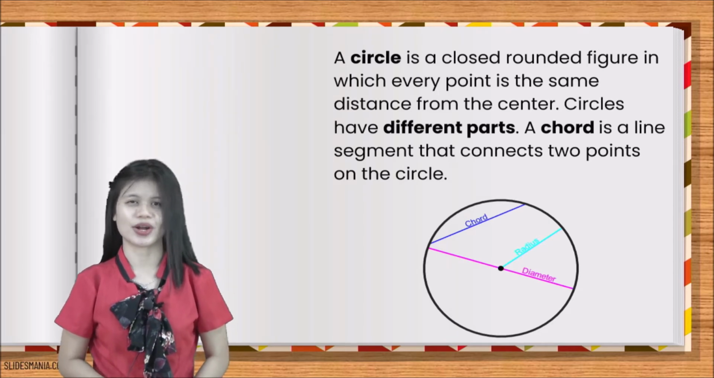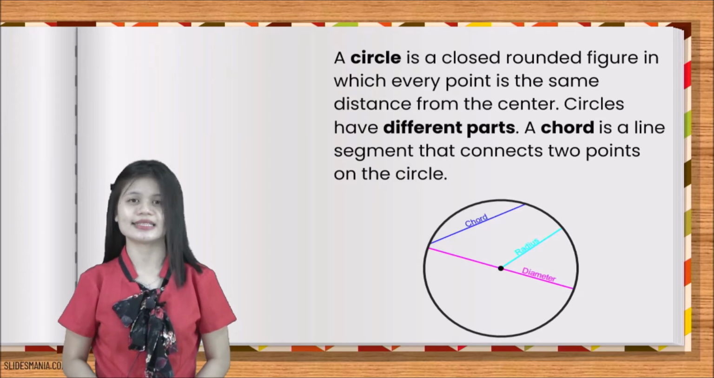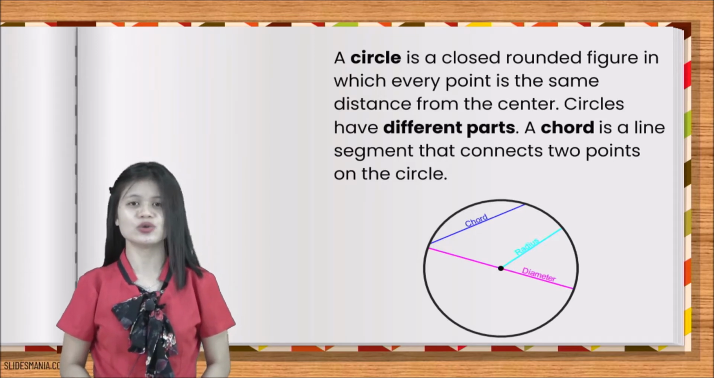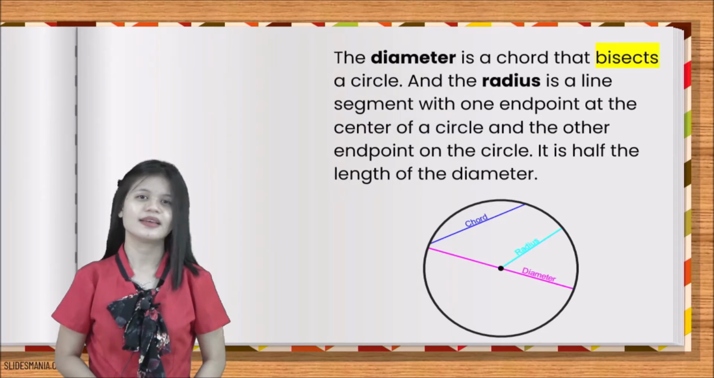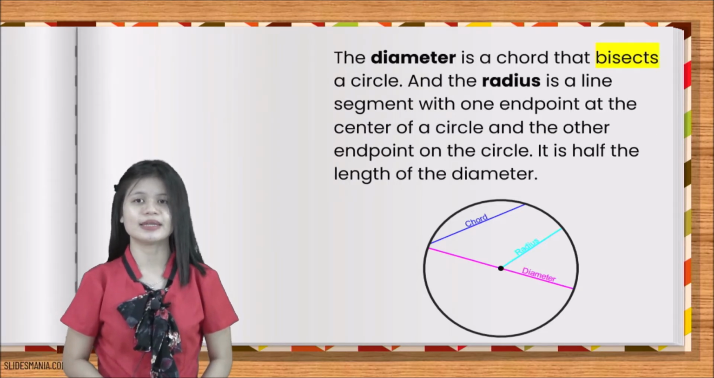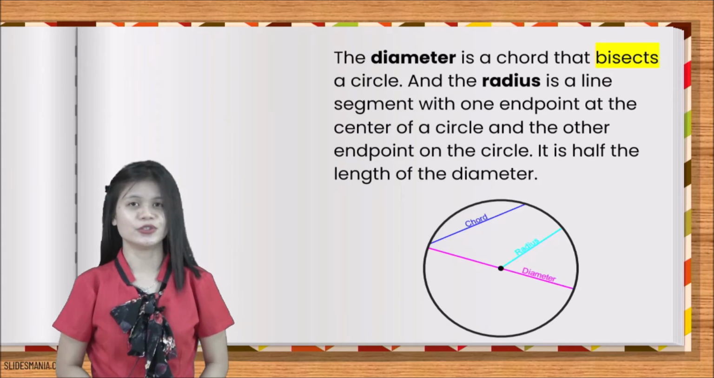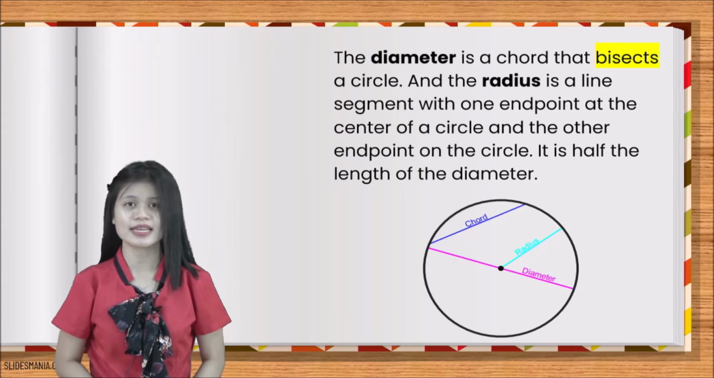Let's have chord. A chord is a line segment that connects 2 points of the circle. It doesn't lie on the center of the circle. That is the difference between a chord and a diameter. A diameter is a chord that bisects a circle. Do you know what is the meaning of the word bisect?